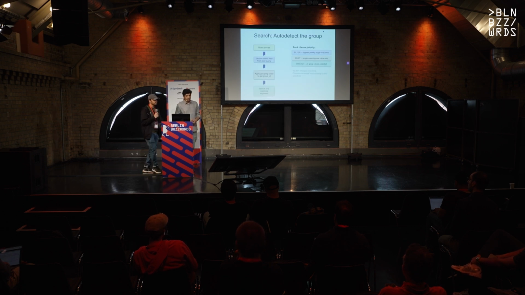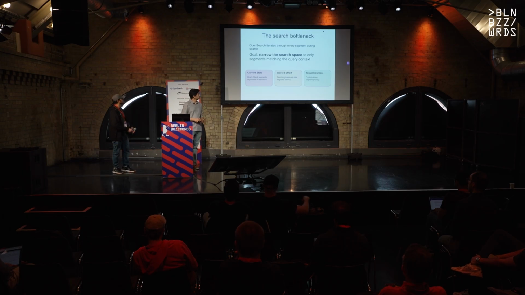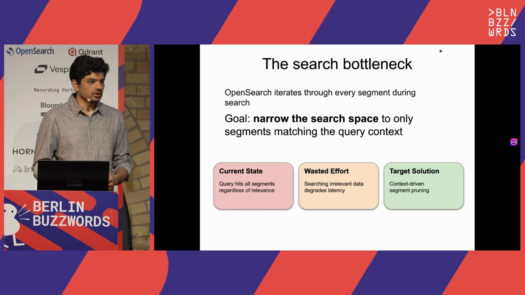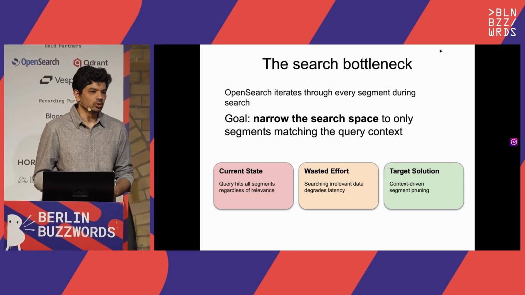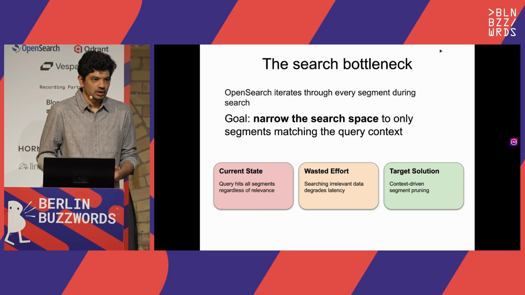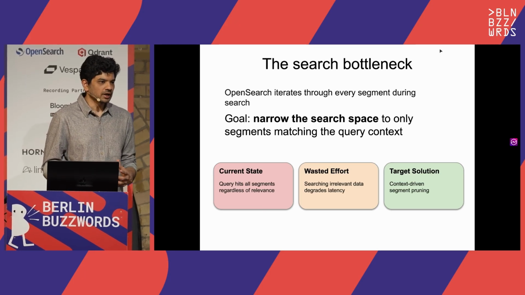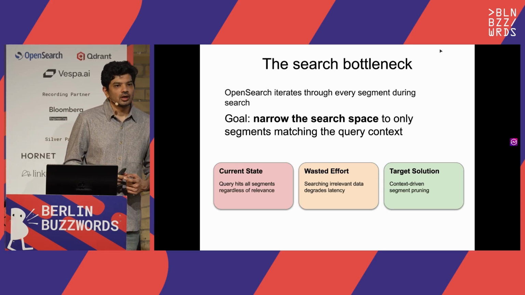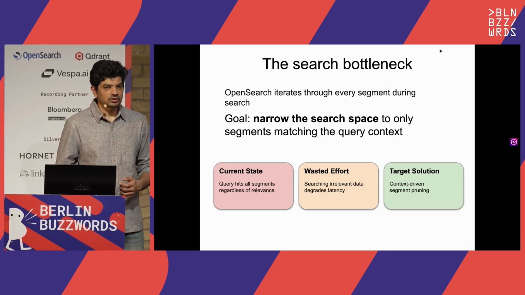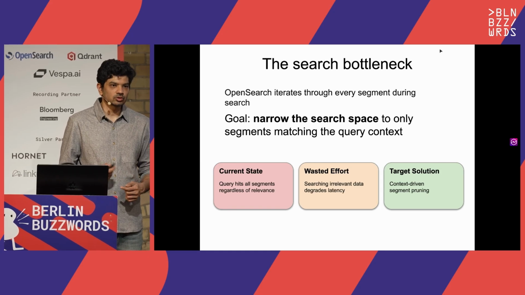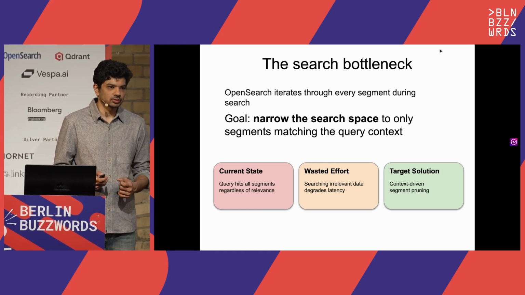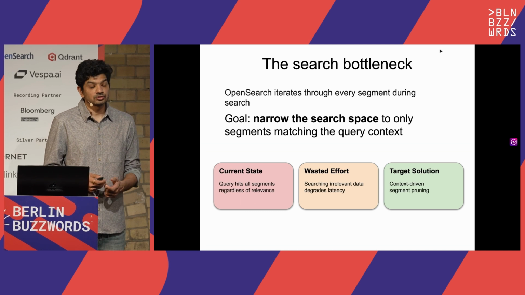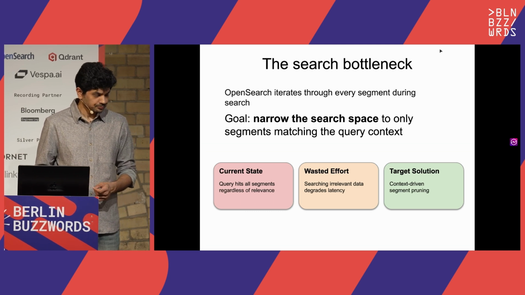Yeah. So let's look a bit into how search works here. All this indexing work that we put in grouping segments will only help if search is able to leverage it. The current scenario is that OpenSearch will just go through each and every segment and execute search on it. Now, it needs to be able to leverage this grouping information to prune the segment space, to narrow down the search space, basically.